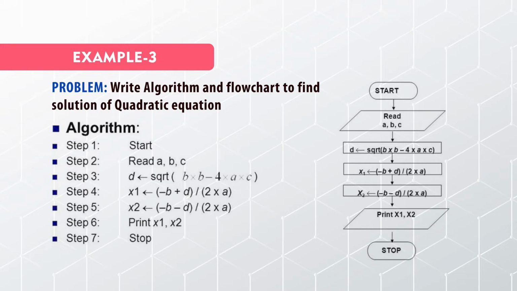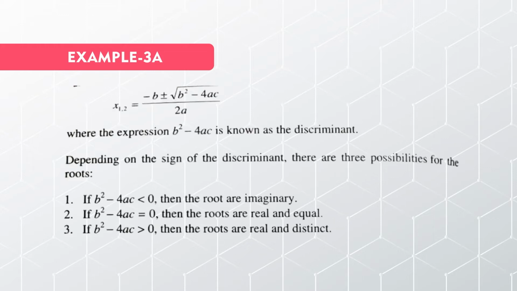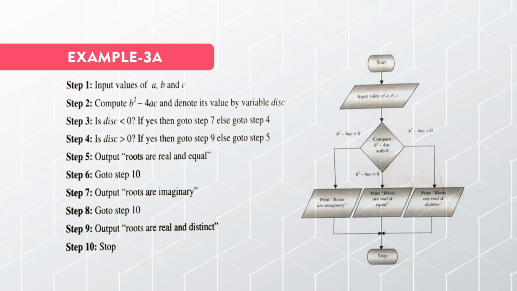You know that a quadratic equation is ax² + bx + c, and the standard solution of the roots is x equal to minus b plus minus square root of b² minus 4ac upon 2a. That means the entire solution of the roots of this quadratic equation depends upon the coefficients a, b and c.